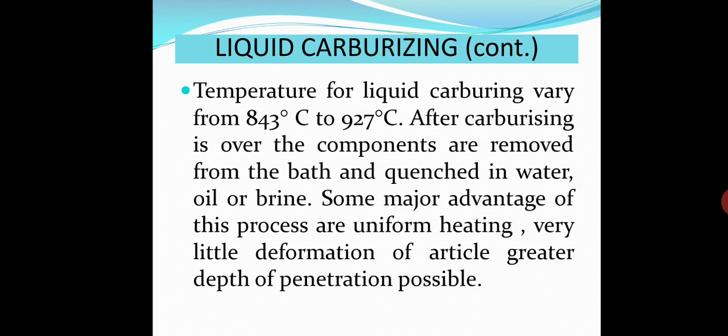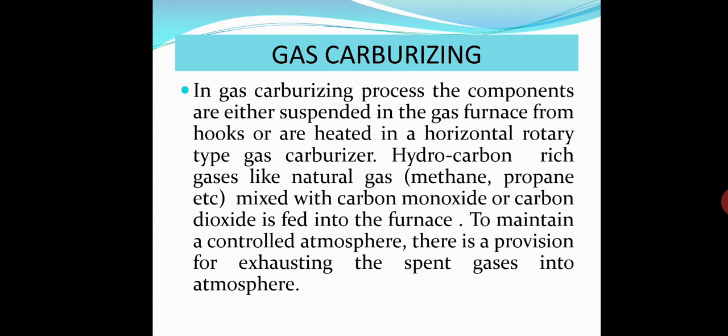So the temperature of liquid carburizing varies from 840 degrees centigrade to 920 degrees centigrade. After carburizing is over, the components are removed from the bath and quenched in water, oil or brine. Some major advantages of this process are uniform heating, very little deformation of the article, and greater depth of penetration is possible. So next is gas carburizing.